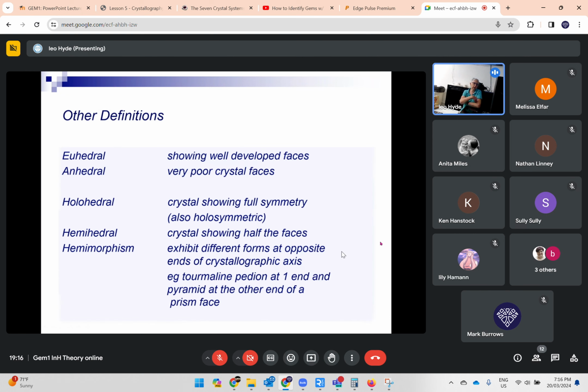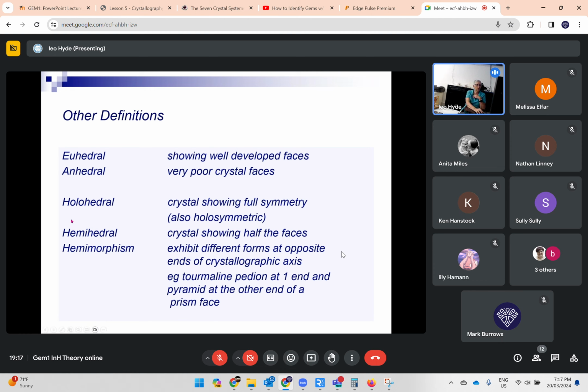These are other ones. Now again, eu means good and an means no, bad. So hedral means talking about well-developed faces. So euhedral for a crystal has beautiful crystal faces, and anhedral means maybe it's been running down a river for the last 25 million years and it's got very poor external faces. You can still see the crystal shape, but it's not crisp and good.